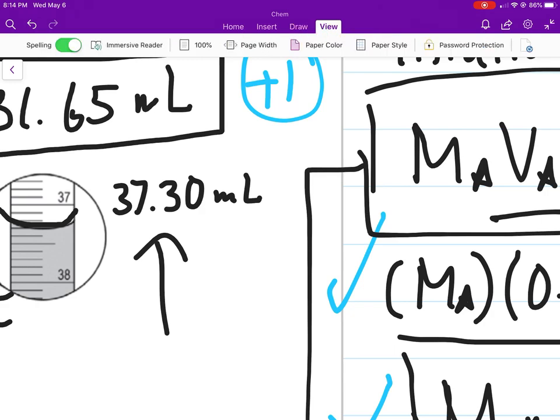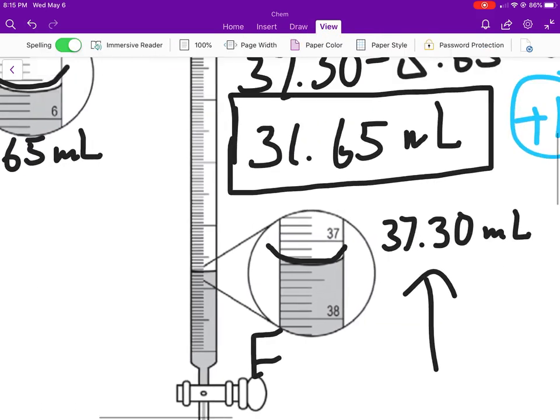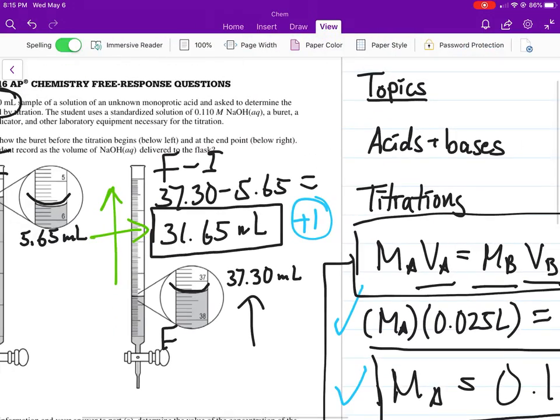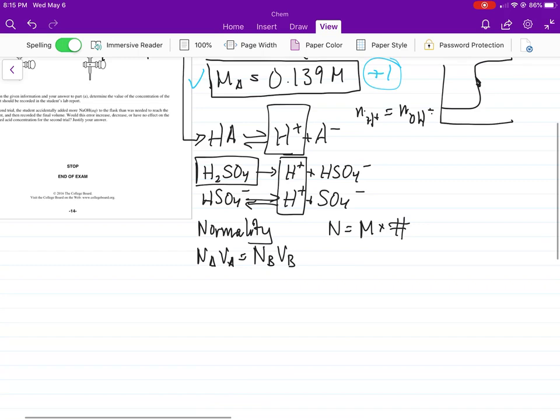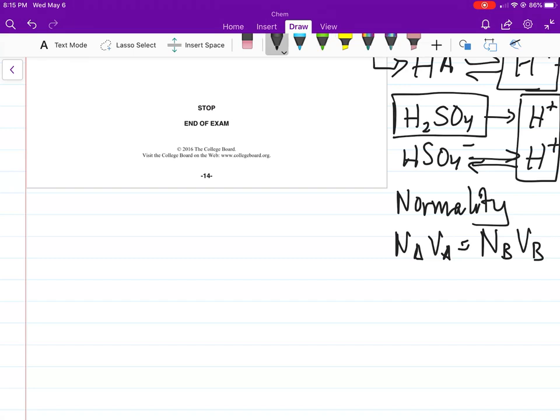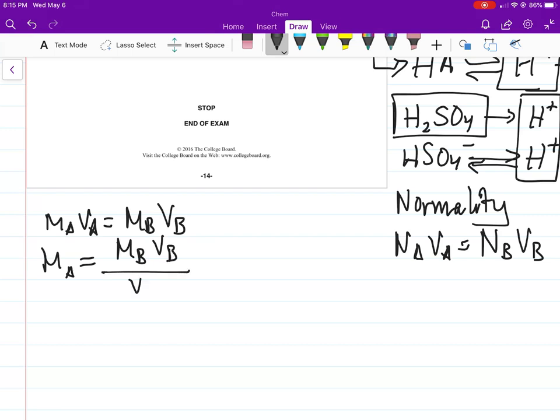So if this is larger and the initials stay the same, then this value will be different. This value will actually be higher. So if this value is higher, well, let's see what it will do to the calculated value. So if we go back to the dilution equation or the titration equation, we can rearrange this. So the molarity of the acid is equal to the molarity of the base times the volume of the base divided by the volume of the acid.